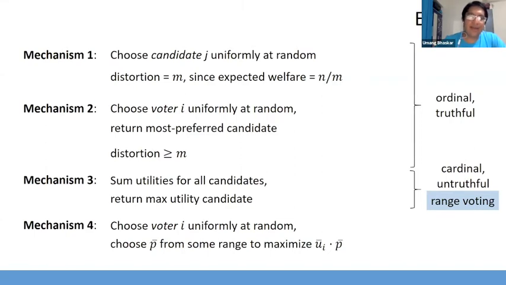So for example, if my range is the entire simplex, the set of all distributions over the m candidates, then I just get the second mechanism, because the maximizer is always going to pick the most preferred candidate. It's going to be that point distribution. On the other hand, if my range consists of just one distribution, the uniform distribution, then I get back the first mechanism. So there's some kind of generalization of these first two, and these will pop up later on in the talk as well.